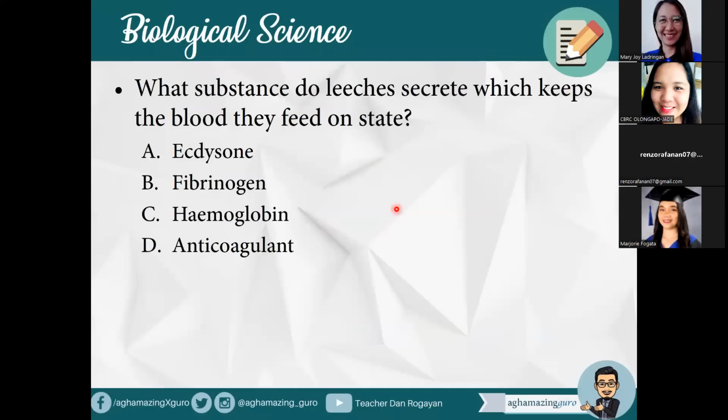So next, what substance do leeches secrete which keeps the blood they feed on from clotting? A, ecdysone. B, fibrinogen. C, hemoglobin. D, anticoagulant. Okay, I can see D. D, that's correct. Anticoagulant. So ito yung substance na sinisecrete ng mga leeches. Ibig sabihin, this anticoagulant stops the blood from clotting. Question, how do we classify leeches again? What phylum do they belong to?